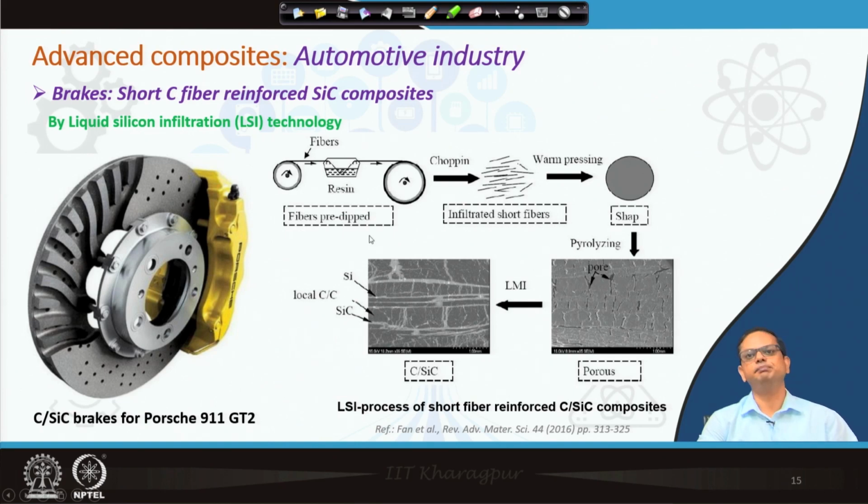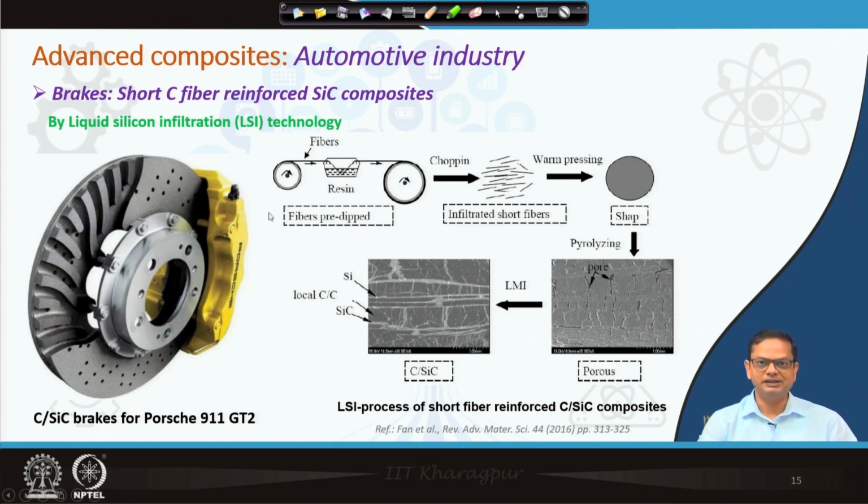Another very interesting example of composite material is in the automotive industry. What you are seeing here is a brake. These disc brakes are being made from a short carbon fiber reinforced SiC composite. Why is this being used? Because SiC has very high wear resistance. Along with that, carbon fiber improves the strength, hardness, as well as wear resistance to a very high limit. That is why this is an ideal material to be used in brakes.